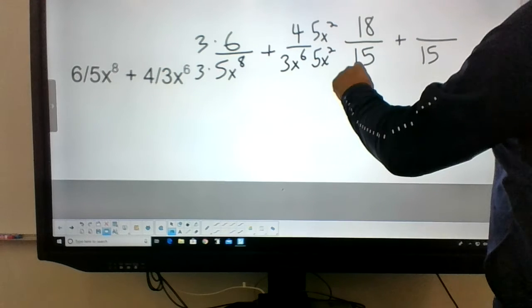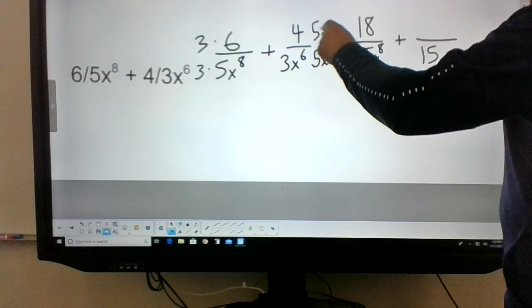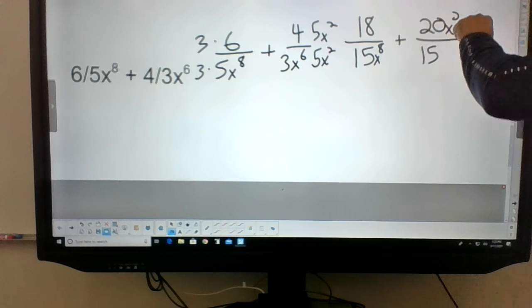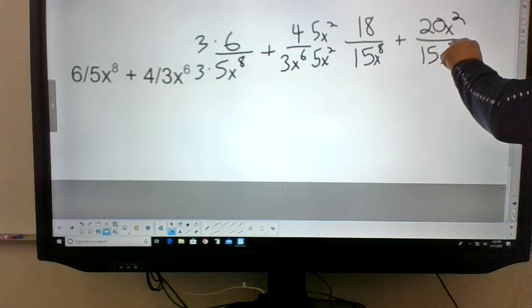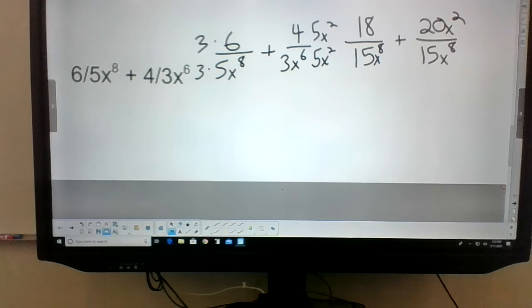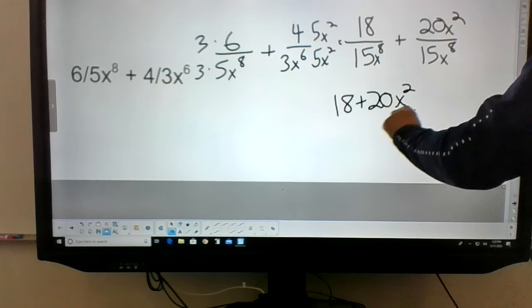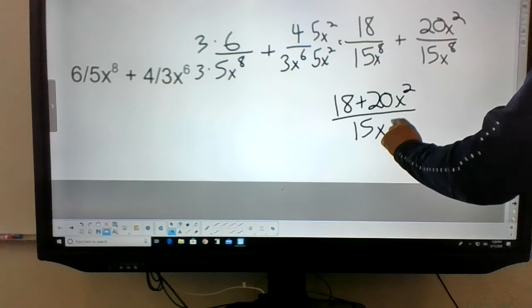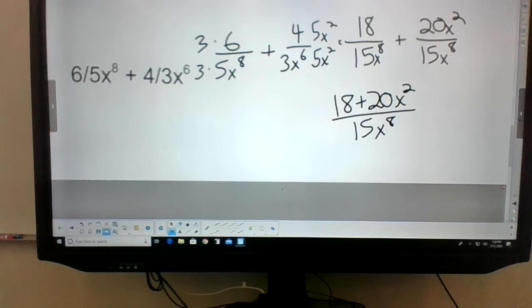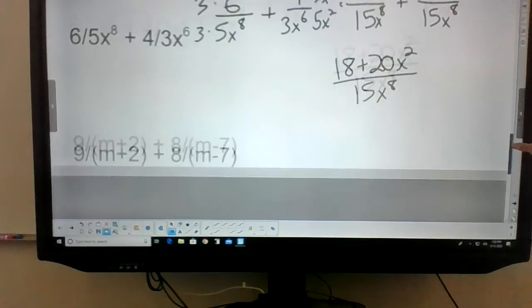18 over 15x to the 8th, 20x squared over 15x to the 8th. Now again, if you did this and you made it x to the 14th, you're just going to have to cancel more stuff when we get to the end. Let's just see what we get here. 18 plus 20x squared over 15x to the 8th. And we can get a 2 out, but that won't cancel with the 15, so that is finished. Again, if we had x to the 14th, we could cancel some x values there. All right.